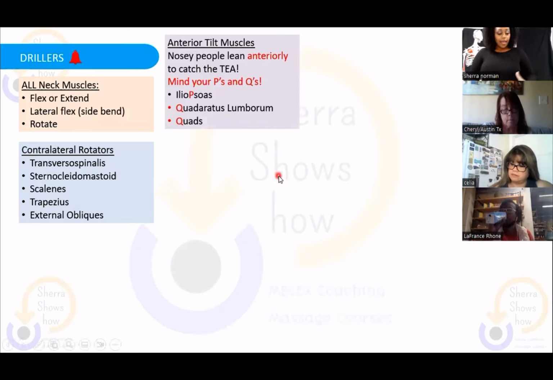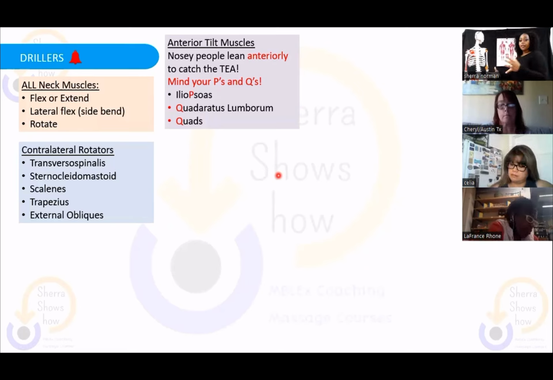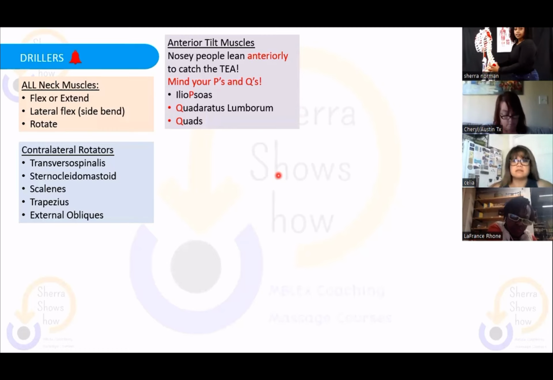All right, and then we have anterior tilt muscles. I also like to have my students drill these because they do come up. So the pelvis can tilt anteriorly and posteriorly. Anterior tilt just means it's going to tilt forward, so you're going to try to pour water out the front of your pelvis. Posterior tilt means it tilts backwards and you're going to pour water out the back. So anterior tilt is like sway back.